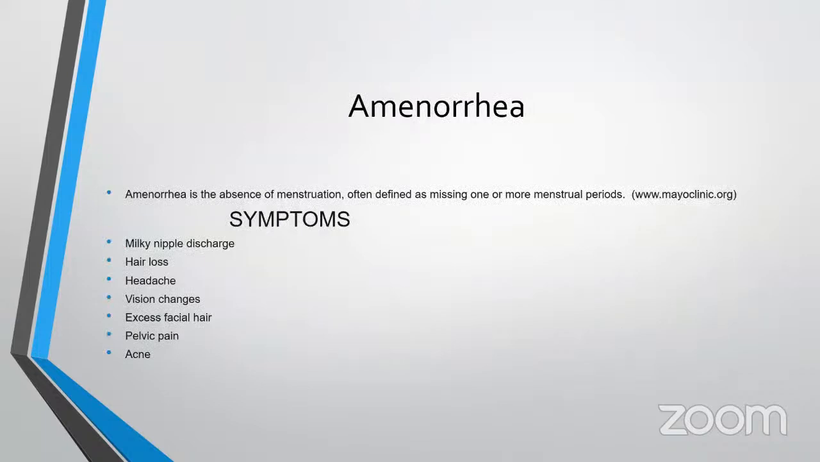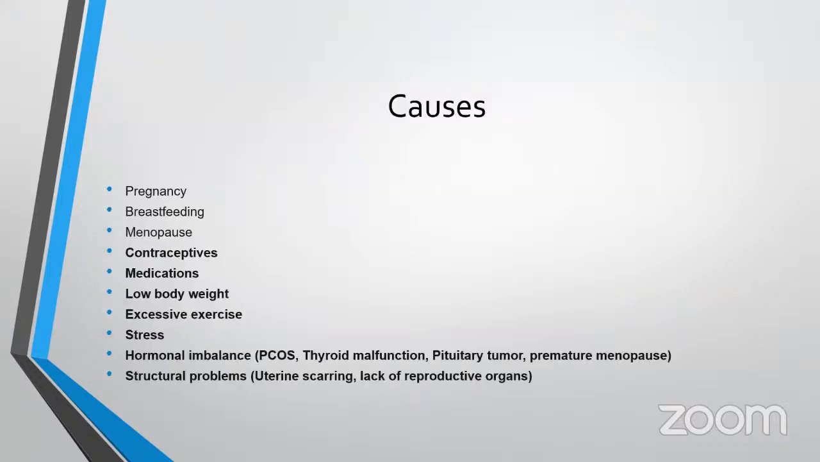The other condition is amenorrhea. Amenorrhea is the absence of menstruation, often defined as missing one or more menstrual periods. So what could be the symptoms? Hair loss, headache, vision changes, excess facial hair, pelvic pain, and acne are symptoms of amenorrhea. It could be for one or two periods.